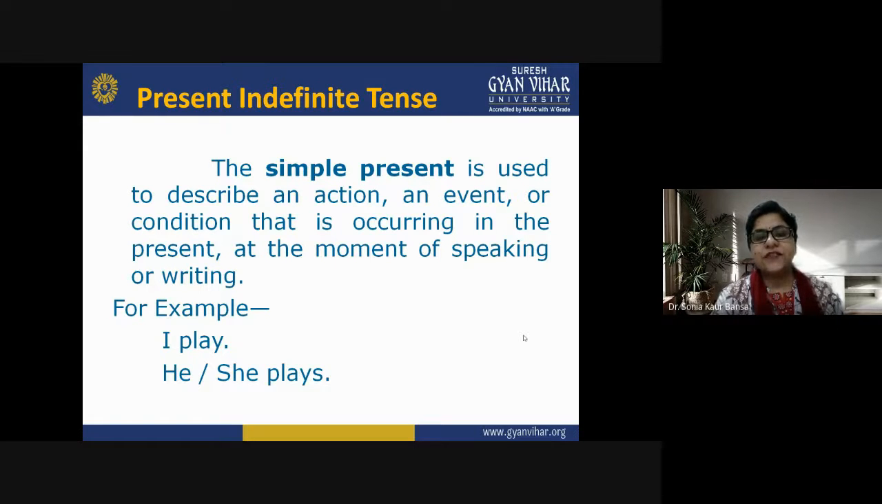So present indefinite tense is about the simple present, and it is used to describe an action, an event, or condition that is occurring in the present at the moment of speaking or writing. For example, I play and he, she plays. As I've told you, if the subject is singular, we are going to use s or es with the verb form. Now, this is only describing an action. It is not telling you if it is continued, if it is finished. So that's why it is simple present tense. I play. That's it. What I'm doing, I just play.